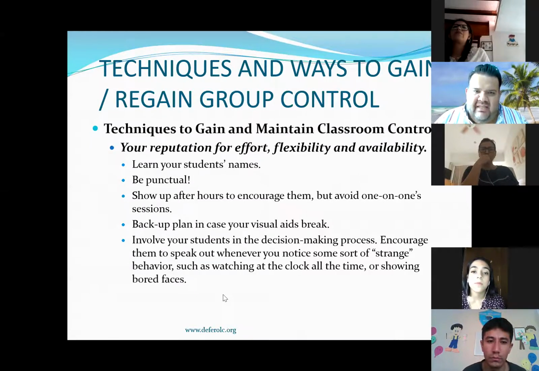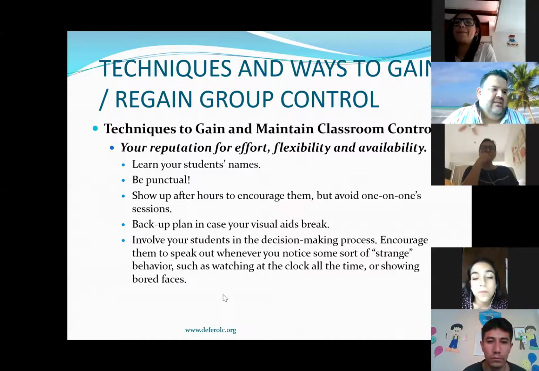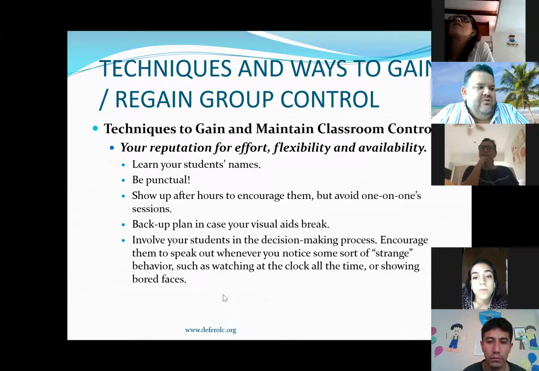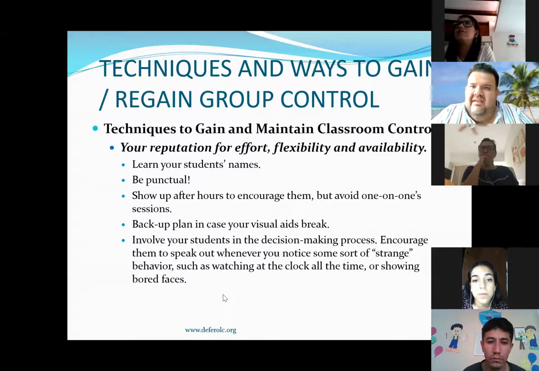Millie Martinez, are you there? Yes, thank you. Can you read the first one? It says techniques to gain and maintain classroom control. The first topic is your reputation for effort, flexibility, and availability. Can you read the first point, please? Yes. Learn your students' names. Can you read it again? Learn your students' names.